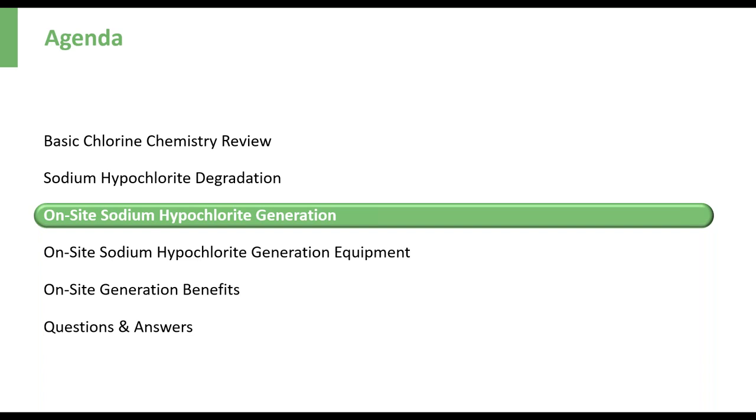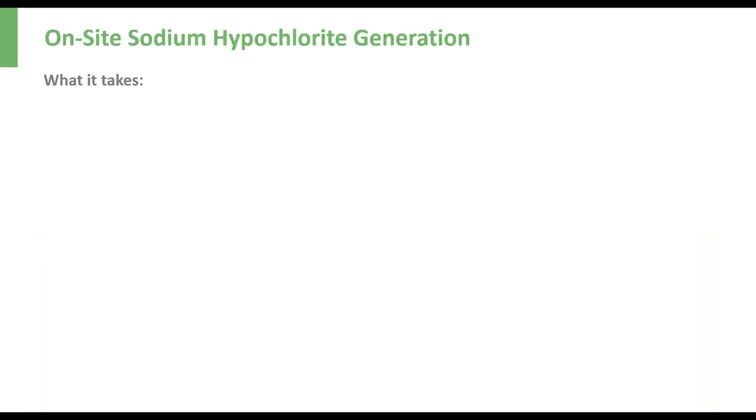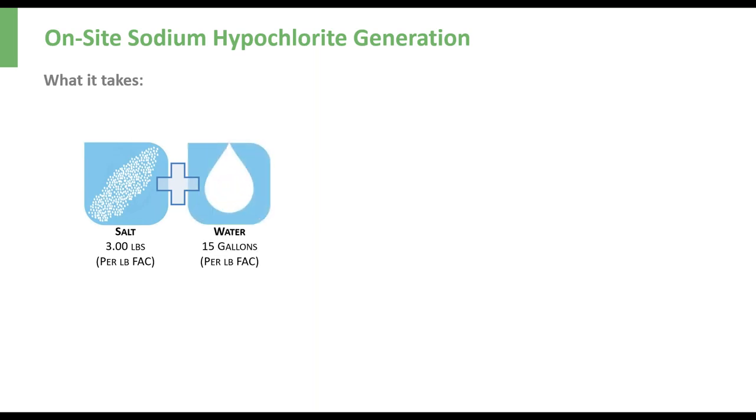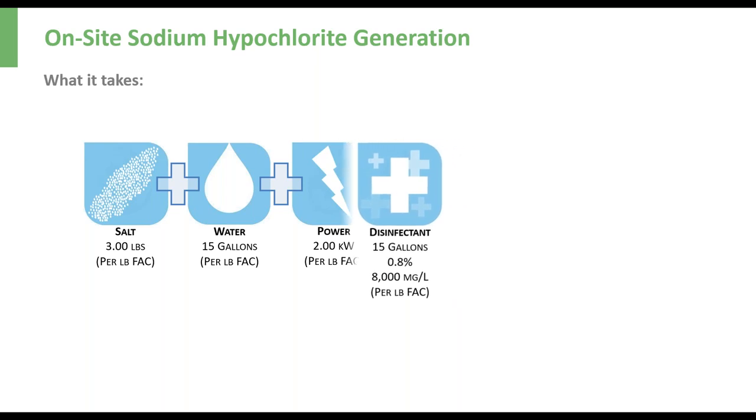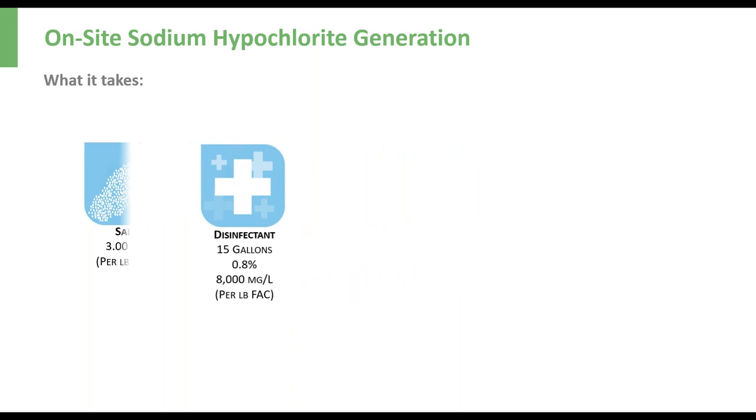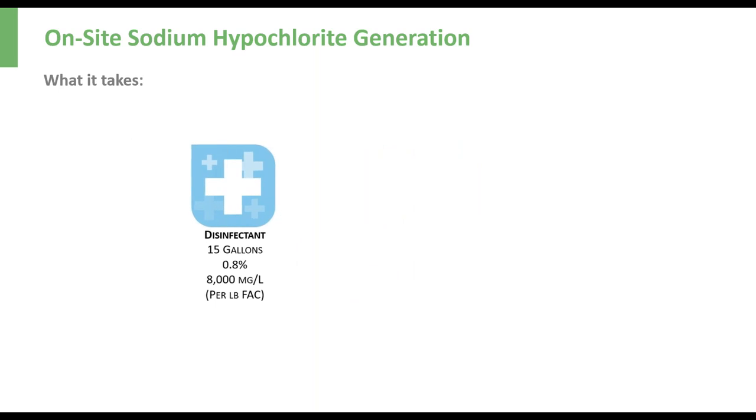So I'll get into part of this in a little bit, but let's talk about what it takes to make your own chemical on site. What you're going to need, these are the basics. You're going to need 3 pounds of salt, 15 gallons of water, and 2 kilowatts of power. And what those combined make is your 0.8% or 8,000 milligrams per liter concentration of free available chlorine.